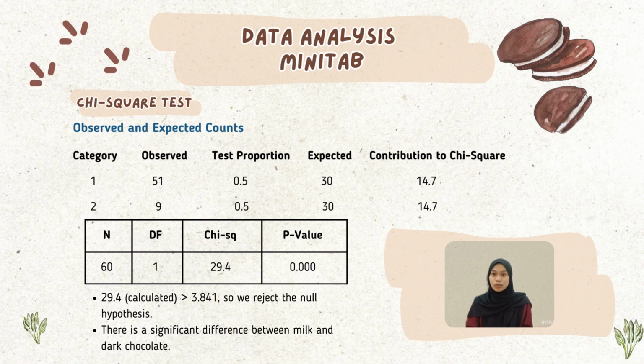The chi-square calculation value is 29.4, which is greater than the chi-square from the table. It means the samples are significantly different at the 5% level of significance. So, we can reject the null hypothesis. We can say that most of the panelists can detect the differences in terms of level of sweetness between the milk chocolate and the dark chocolate.